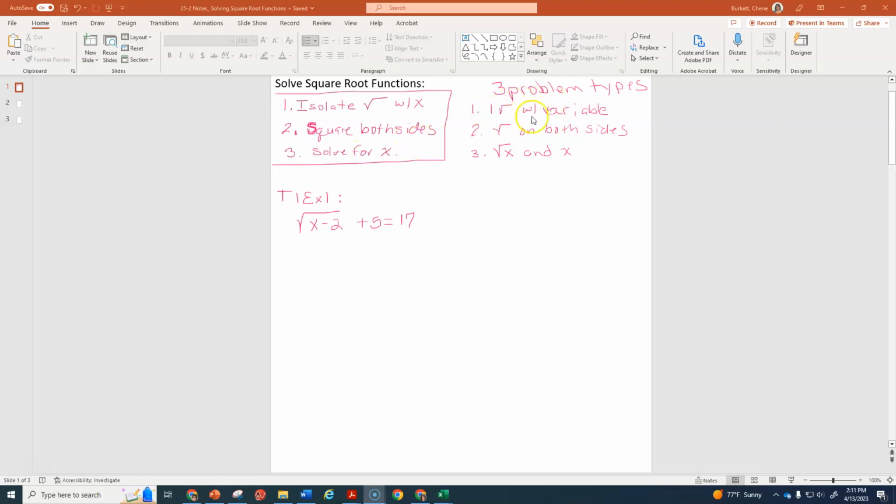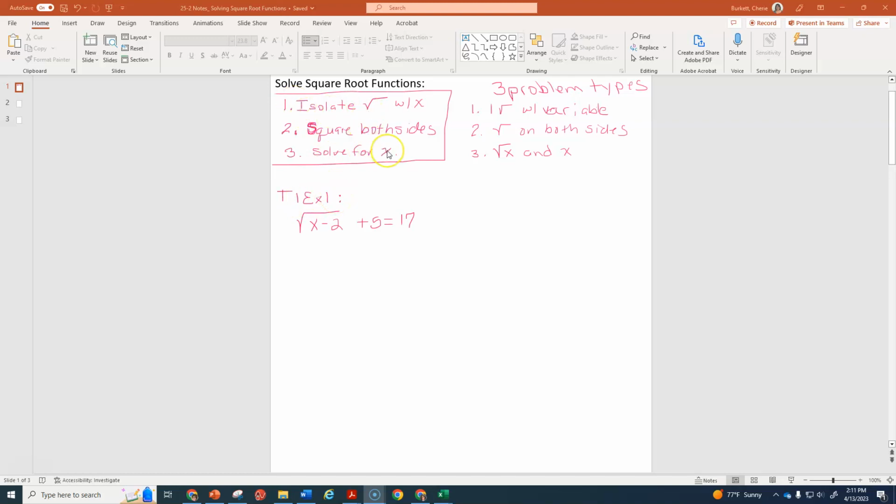Okay, so the first type of problem where you have to solve a square root is going to be where there's only one radical. It's going to be on one side of the equal sign. There's only going to be one radical, and the variable, the x, is going to be underneath the radical. Okay, so that's this kind of problem. So this is type 1, example 1.